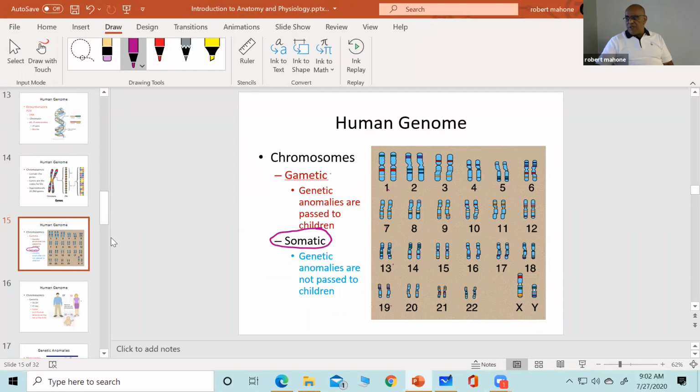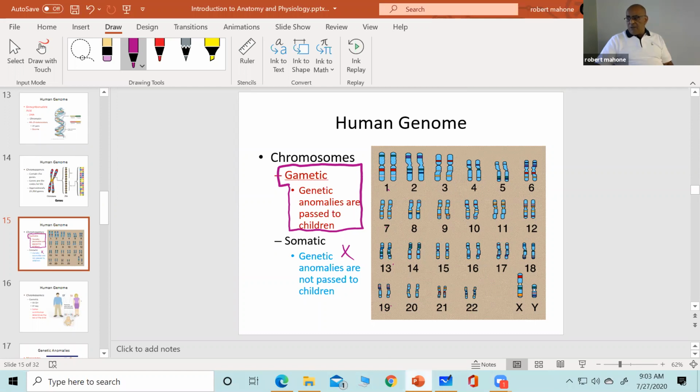Remember, it is the gametes that determine the sex, X and Y. And also something else important you see here: any genetic anomalies or disease can only be passed to the children if they happen in the gametic chromosomes. Somatic anomalies cannot be passed to the children, only from the gametes.